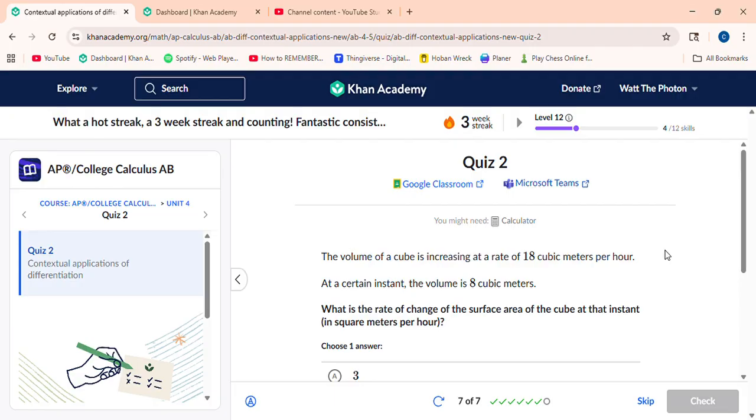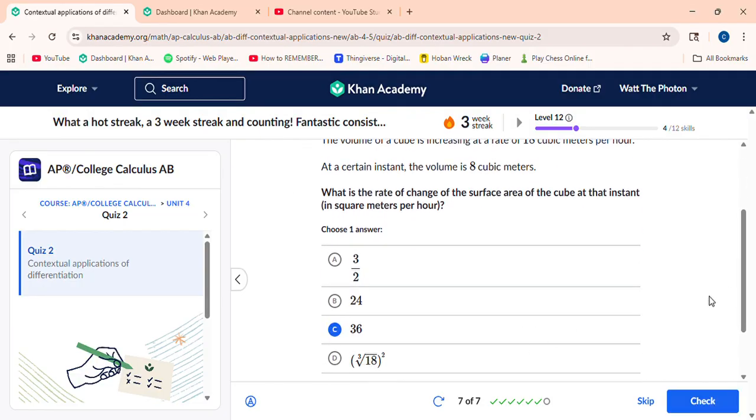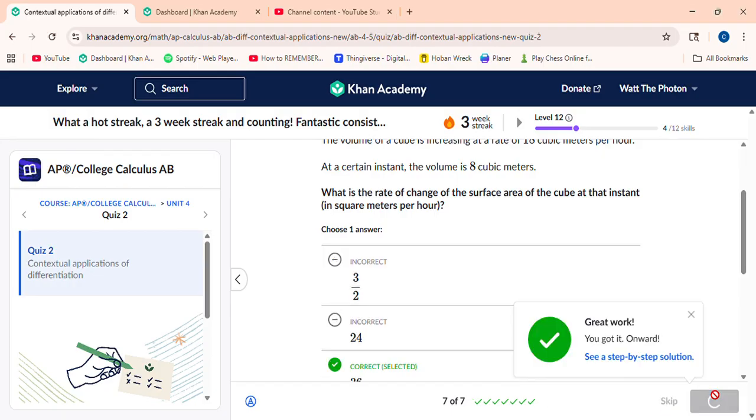How is x changing? To get this, we have the surface area, so that is x squared times 6 sides of the cube, times 1.5. That is our rate of change. So you get 4 times 6 times 1.5. We get 36. And that sounds about right. I think we're right. Yay!